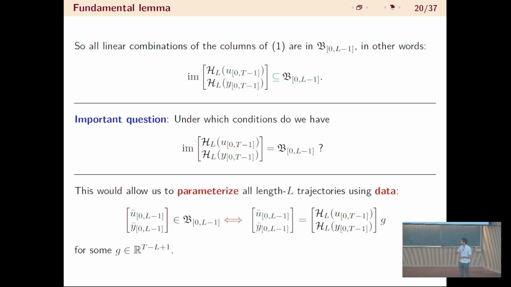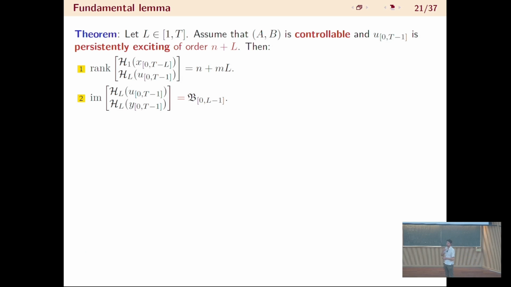So to solve this question, Willems and co-authors came up with the following result. This is their main theorem. It says the following. Let L be some integer between 1 and T. We're going to assume that the system is controllable, (A, B) is controllable, and the input U is persistently exciting of order n plus L. Again, n is the state space dimension of the system, and L was the length of the trajectories that I cared about. Under these two assumptions, two properties hold.